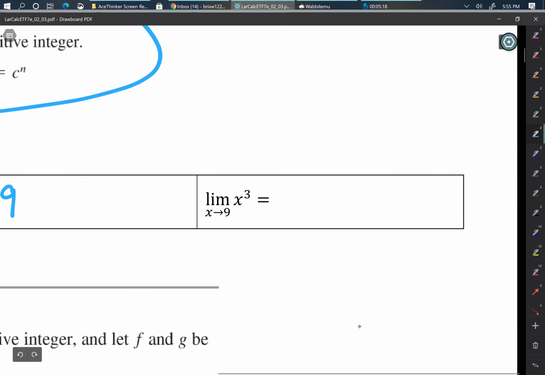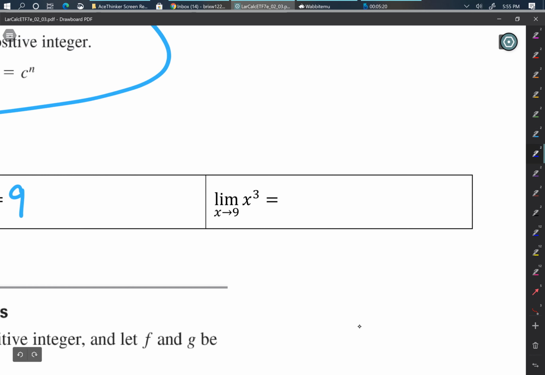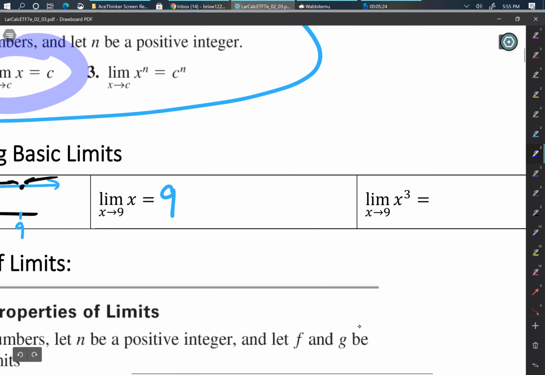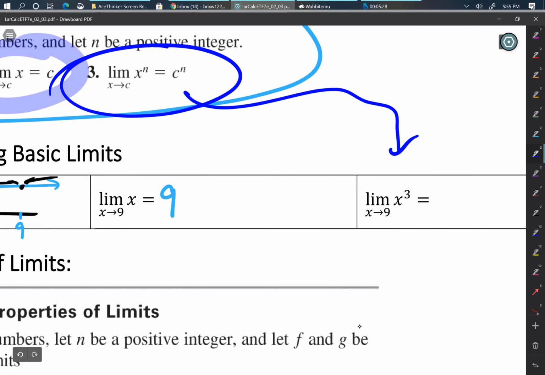All right. How about this guy? What does this one say? Well, this one says, what is the limit of x cubed as x approaches 9? Well, now we're making use of this property on the end here. And that property says that the limit of x raised to the nth power, where n is a positive integer, we do have a positive integer there with 3, is just c, in this case 9 raised to the third power.